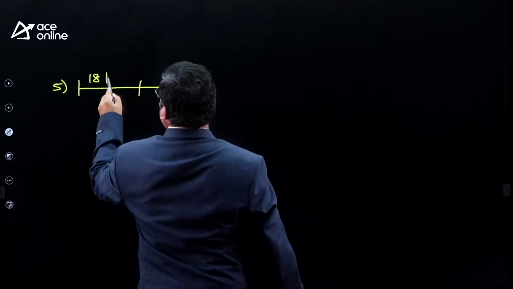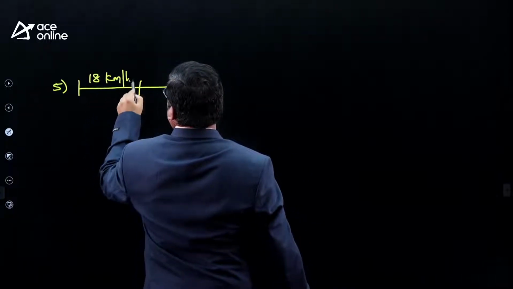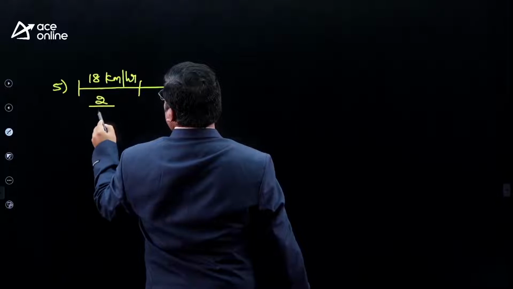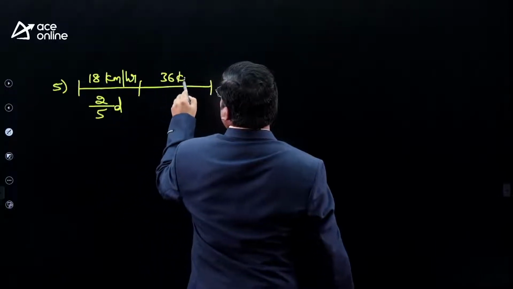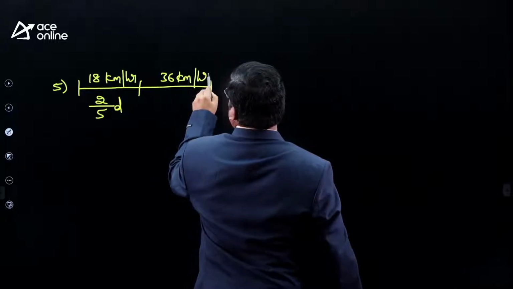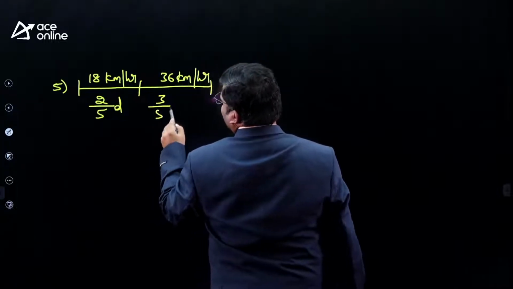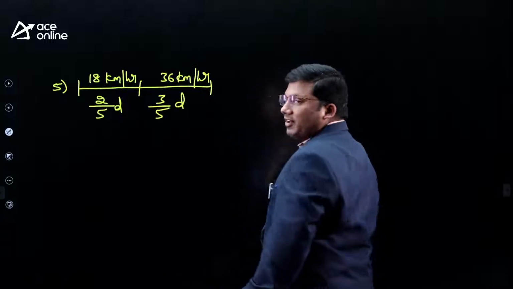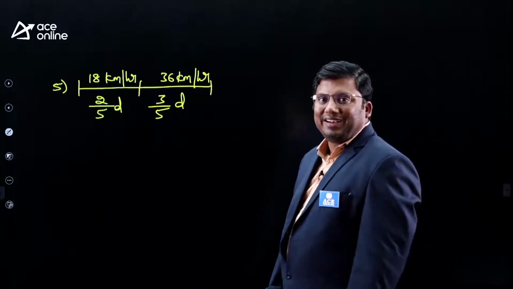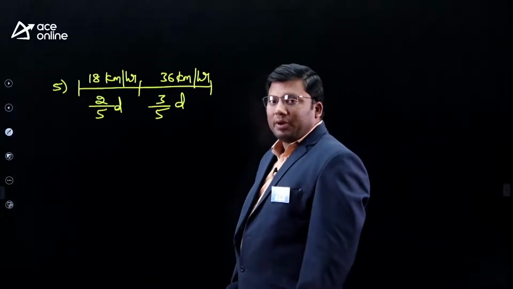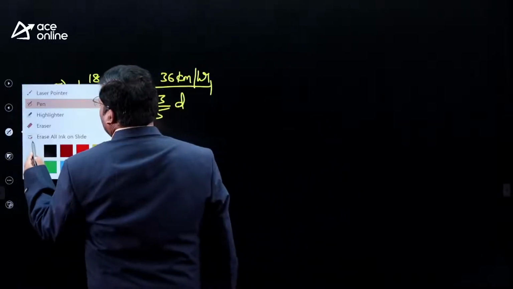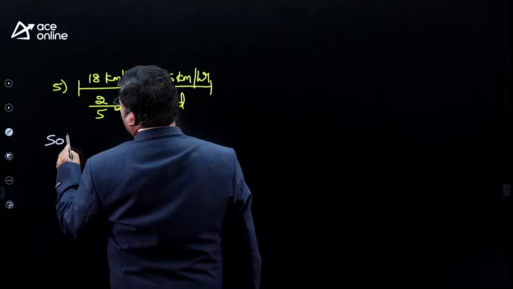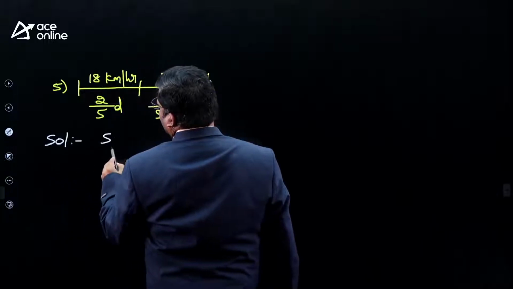18 kilometers per hour for 2/5 d, and 36 kilometers per hour for 3/5 d. Very fast, we will solve this question. Find the average speed. What is the speed ratio given?